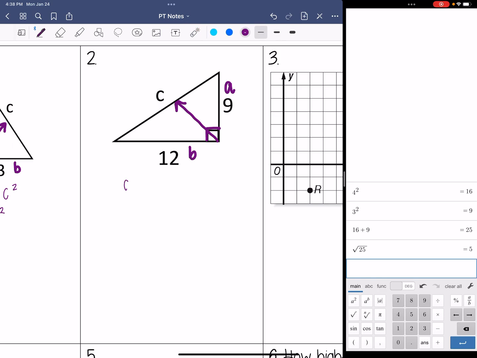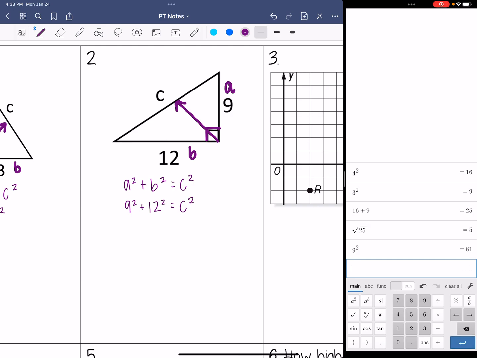So then let's copy down that formula again, which is A squared plus B squared equals C squared. So now, again, I'm going to go ahead and take these values and substitute them into my formula. So for A, I have 9 squared, plus B, I have 12 squared, and this equals C squared.